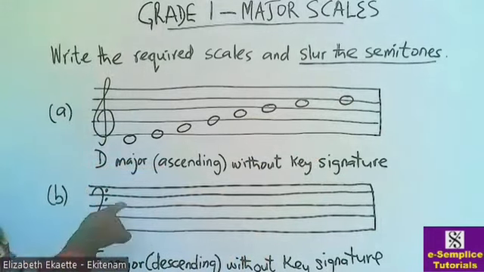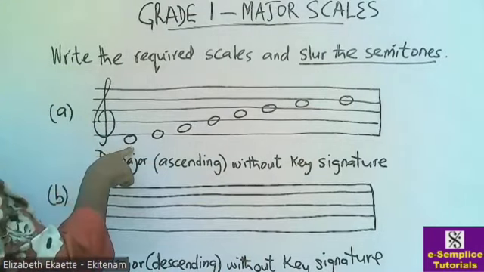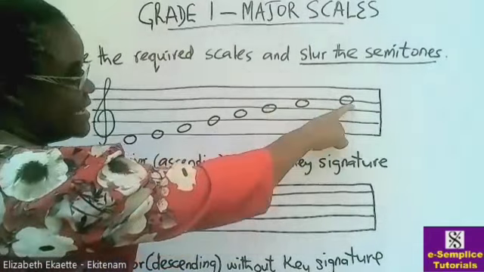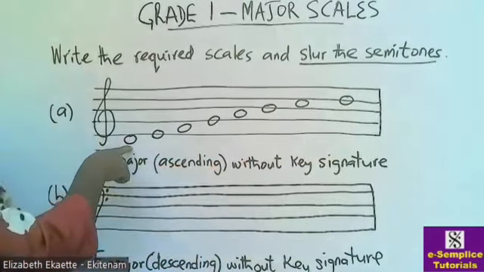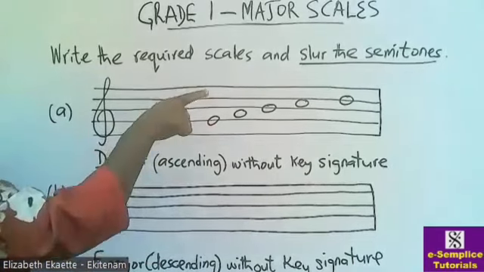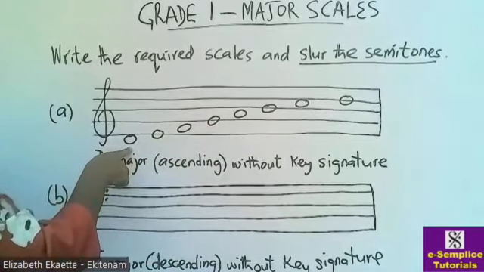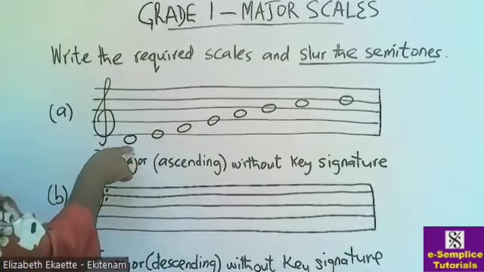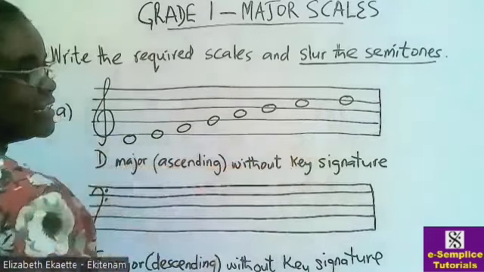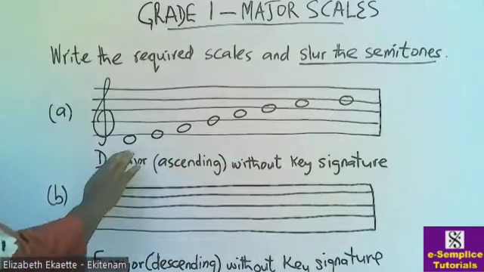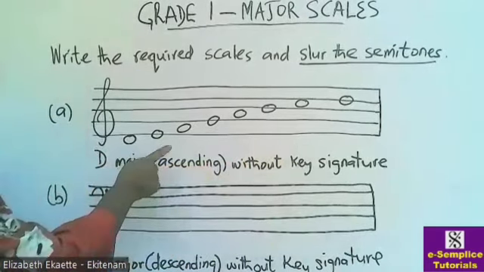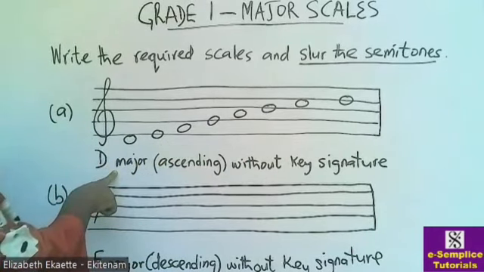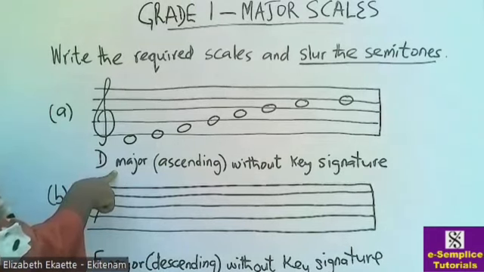Now, please note, my starting note is the same letter name as my last note, because this is D and that is D. If you write a scale and your starting note and the last note, the 8th note, is not the same, that means you have made a mistake. So always watch out. Immediately you finish writing your notes, check that the letter names of note 1 and note 8 are the same. Now we have D to D.